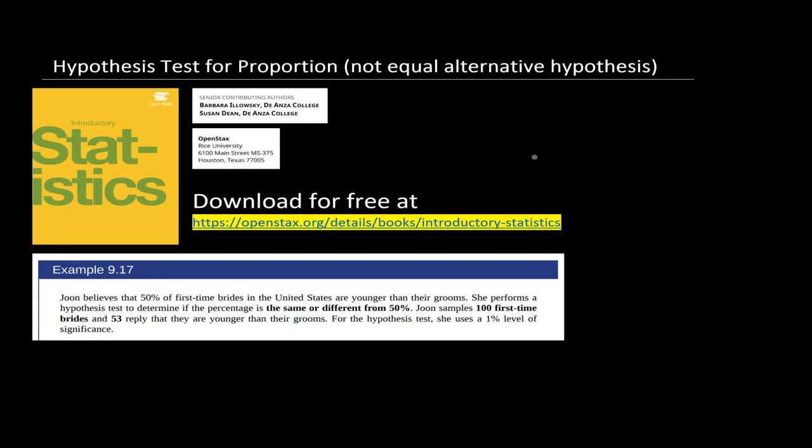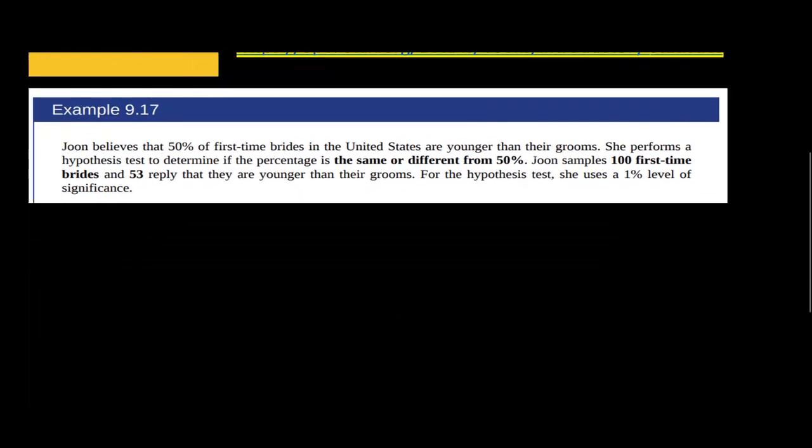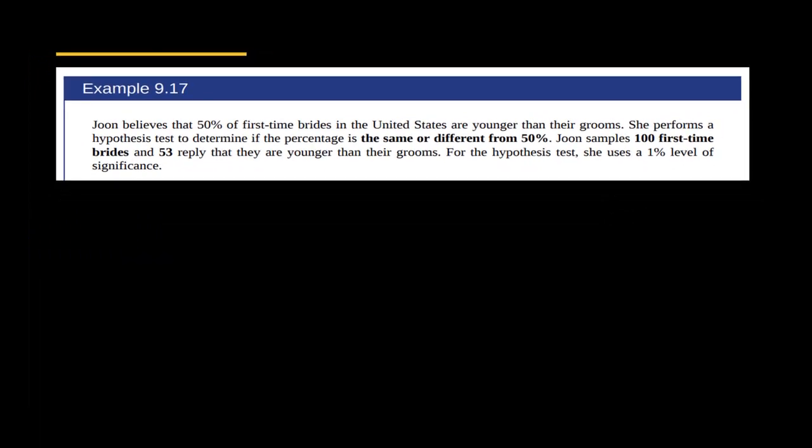Alright, in this video we're going to be discussing example 9.17 from the free online introductory statistics textbook, which you can download via this link here. This is a hypothesis test for a proportion, and we have the not equal alternative hypothesis, though I will briefly talk about how it's different when you have a greater than or less than alternative hypothesis. Let's start by reading through our example.